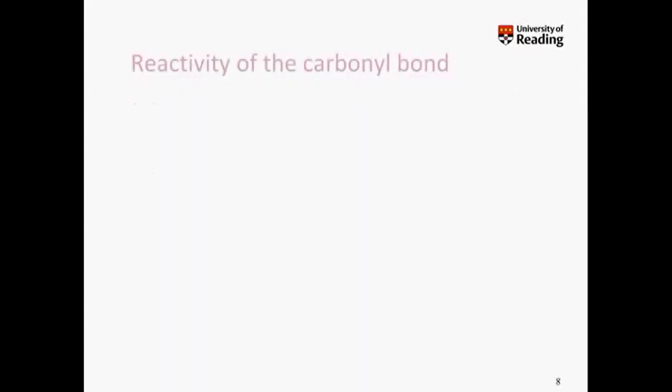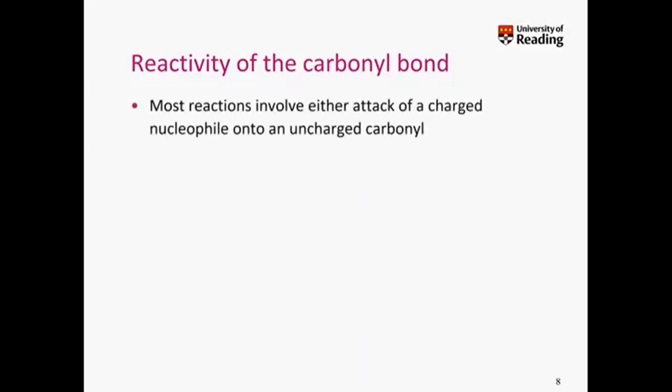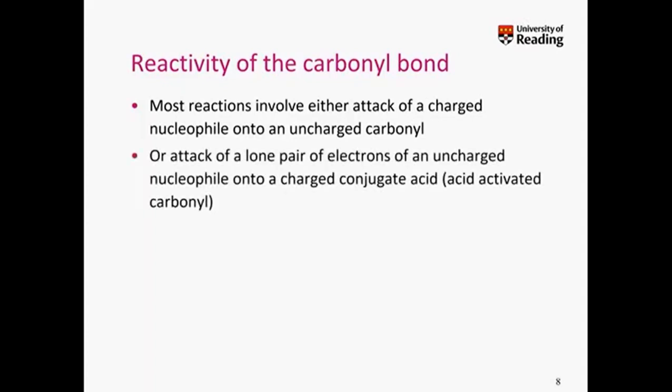Okay, so what does this all mean? It means we can have a general idea of what's going to happen. Most of the reactions, and I will say all of the reactions that I'm going to show you, are going to involve one of two things. Either we're going to have a charged nucleophile, a very strong nucleophile, reacting with an uncharged carbonyl. That was the basic conditions, the first one we showed you, where the nucleophile is attacking the carbon. That's your nucleophilic attack. The other one is the attack of a lone pair of electrons of an uncharged nucleophile on a charged and activated carbonyl.